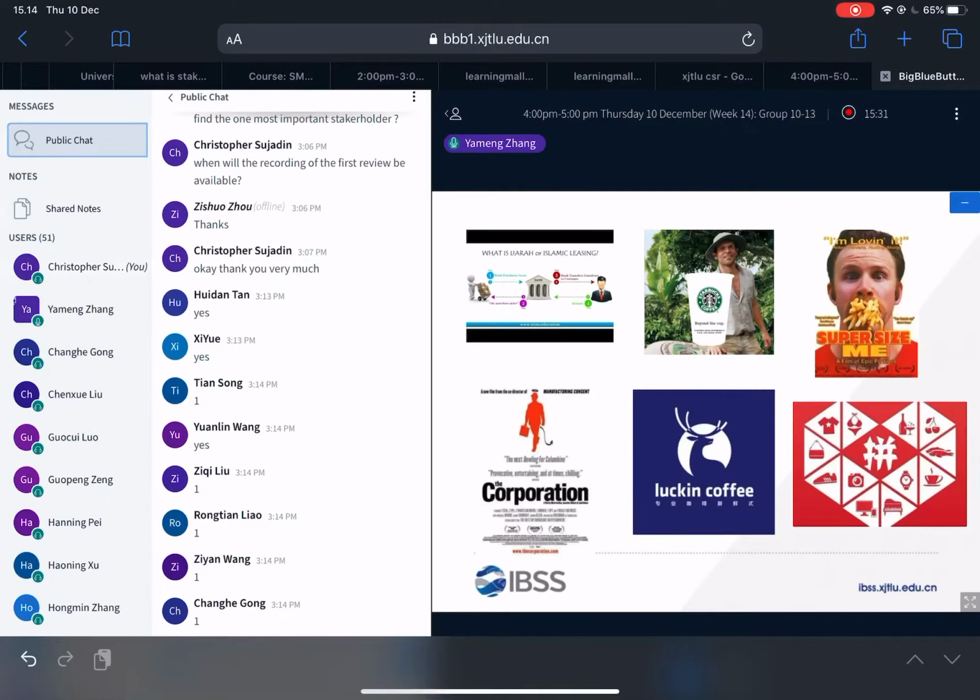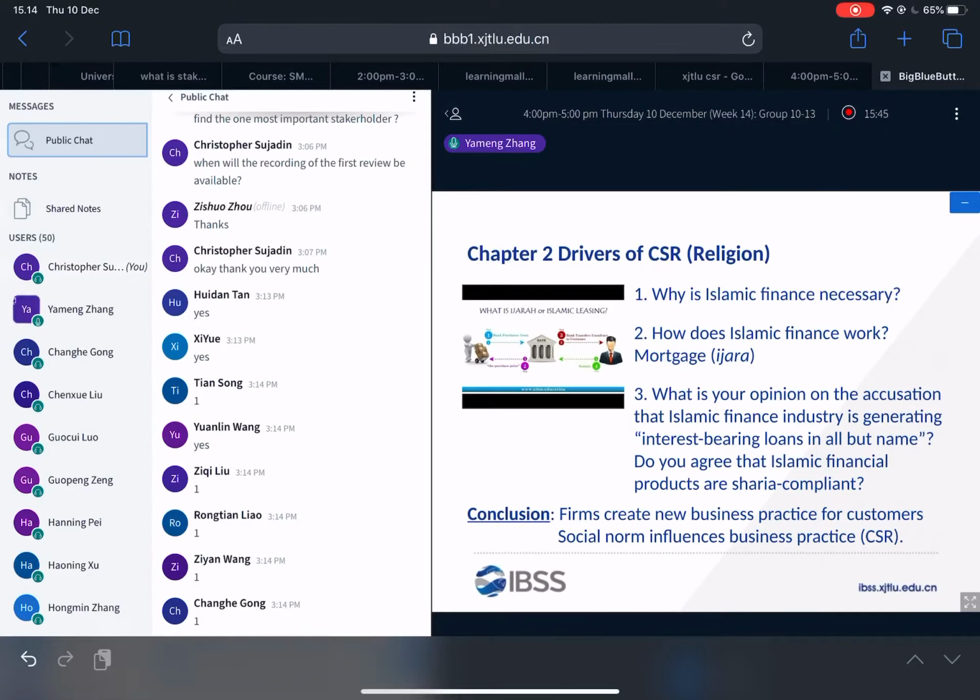Okay, so based on this picture, we introduced at least 6 cases during the tutorial to help our students have a better understanding of the knowledge from each chapter. So for chapter 2, when we discuss the drivers of CSR, we introduce another driver of CSR, that is religion. We talk about how religion influences how firms conduct business practice. So we ask 3 questions for students.